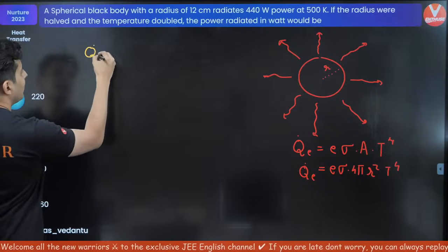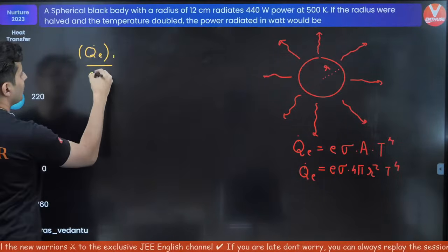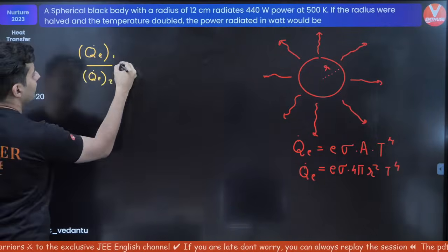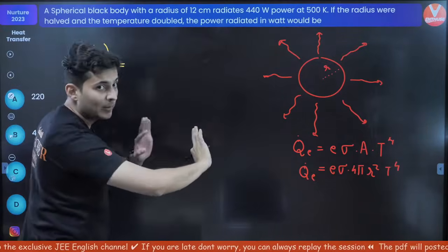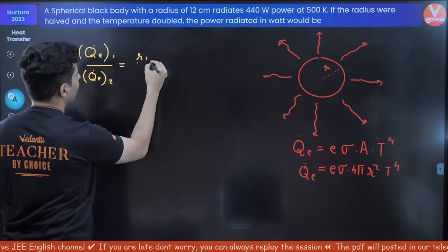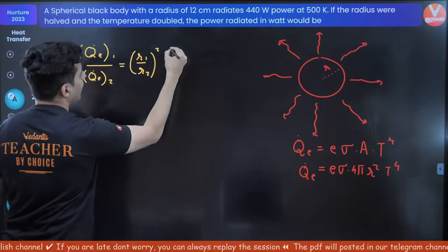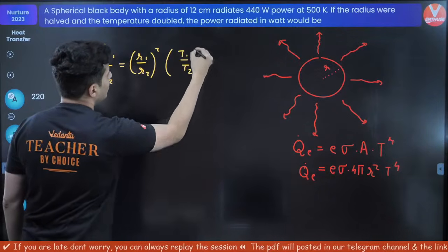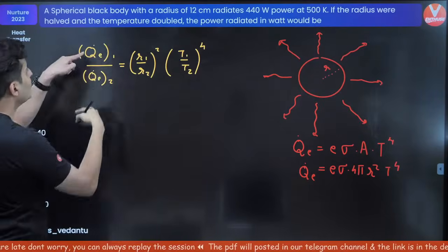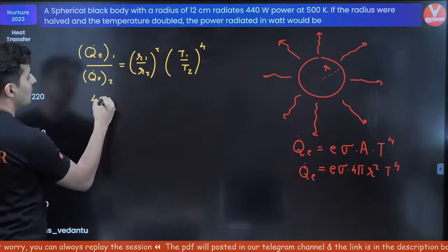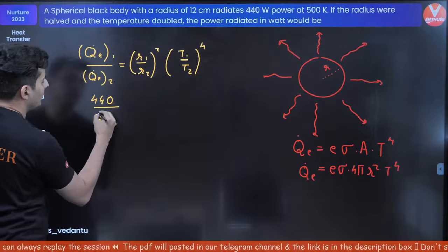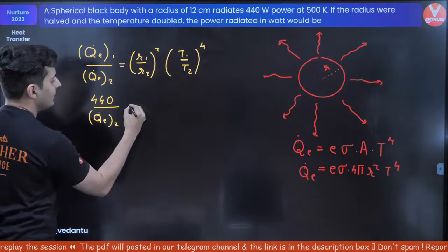So Q dot in the first case upon Q dot in the second case will be, E sigma 4 pi gone, nothing but R1 by R2 square and T1 by T2 whole raised to 4. Q dot in the first case is 440. Second case I do not know.